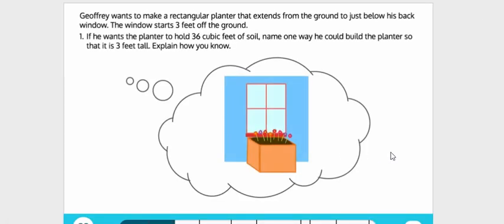Jeffrey needs to figure out what the planter's dimensions will be. We already know the height will be 3 feet, so that the planter will extend from the ground to just below the window that is 3 feet higher than the ground. Let's show this. Trace over the prism in your notes to represent Jeffrey's planter. Label what we know and use a question mark for the parts we don't yet know.